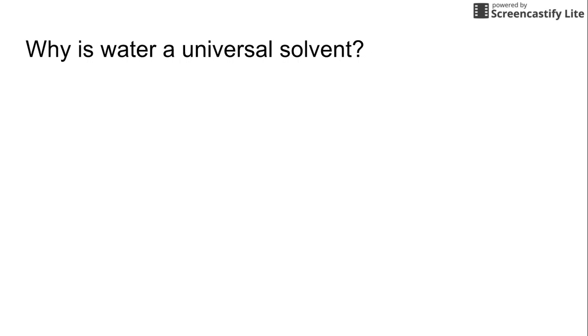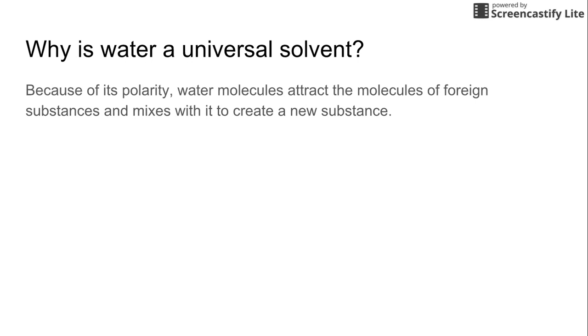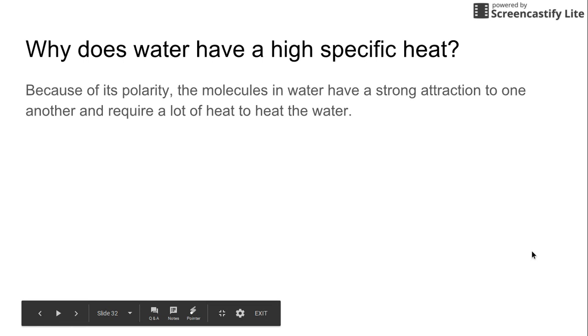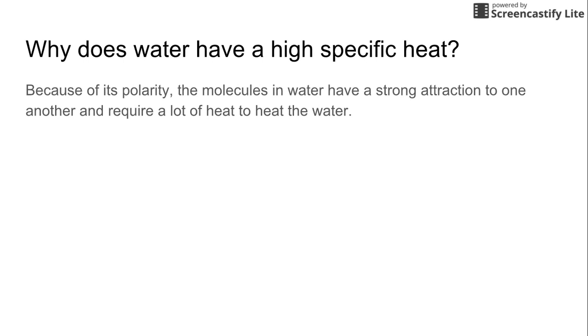Why is water a universal solvent? Because of its polarity, water molecules attract the molecules of foreign substances, which then allows it to mix together and create a new substance. Why does water have a high specific heat? Because of its polarity. The molecules in water have a strong attraction to one another, and they require a lot of heat to heat the water and change its components.